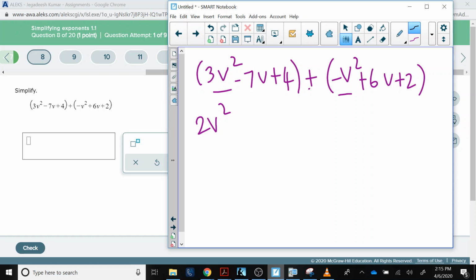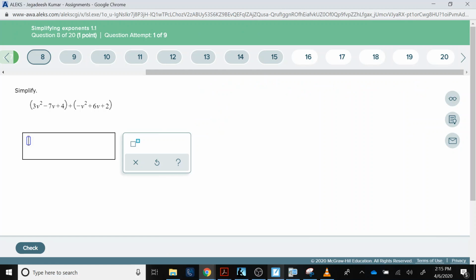And negative 7v and 6v. These are like terms. So negative 7v plus 6v equals negative 7 plus 6, which is negative 1. So negative 1v. And the numbers 4 plus 2, which is 6. So this is going to be the answer for this example.